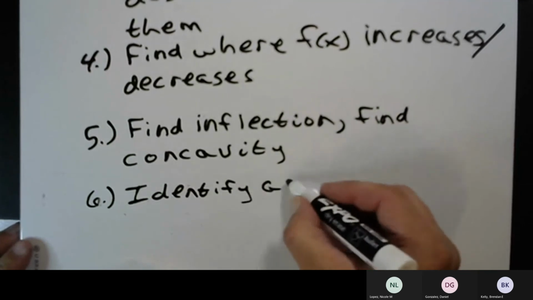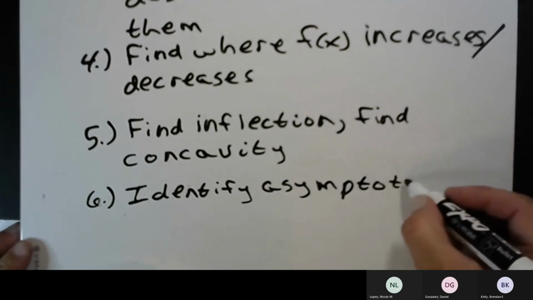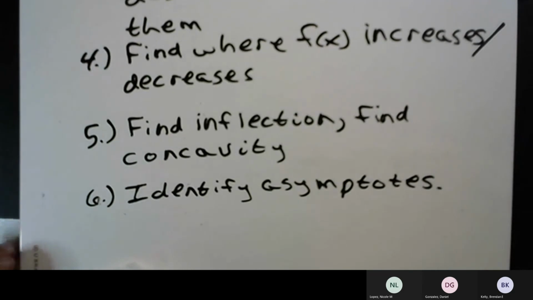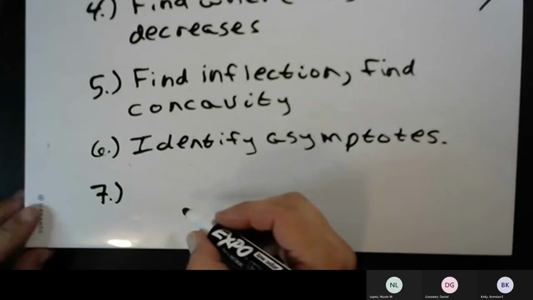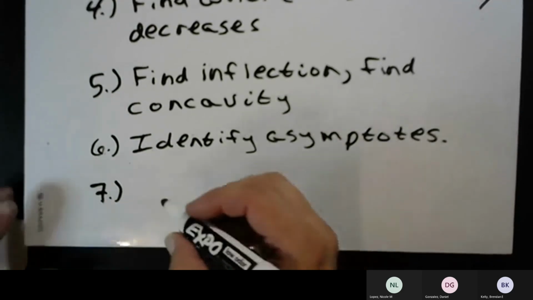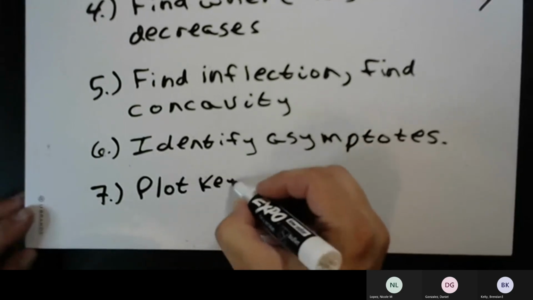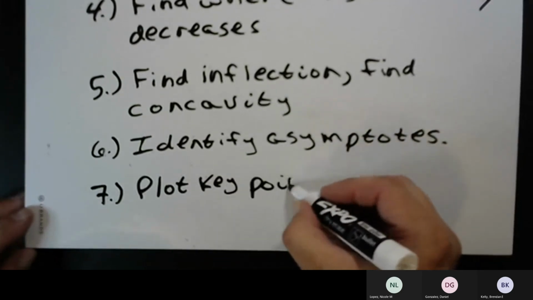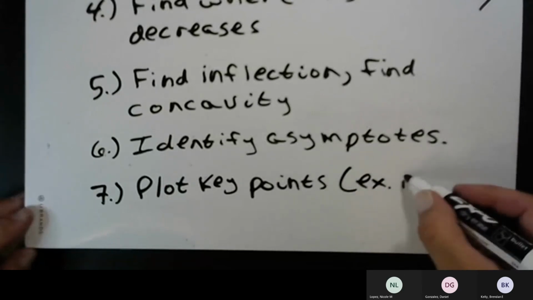Identify asymptotes. These could be vertical, they could be horizontal. And finally, we want to plot any key points, for example, intercepts.